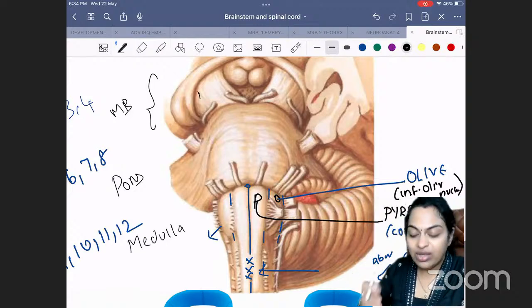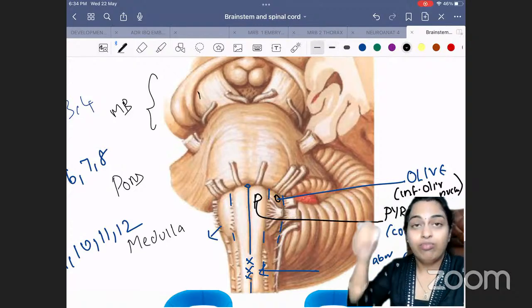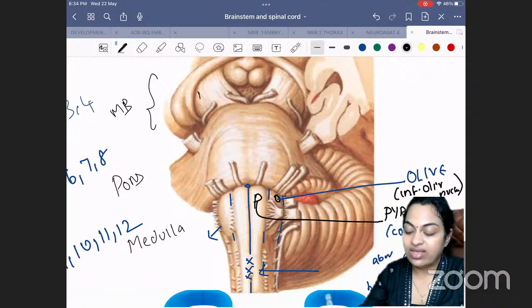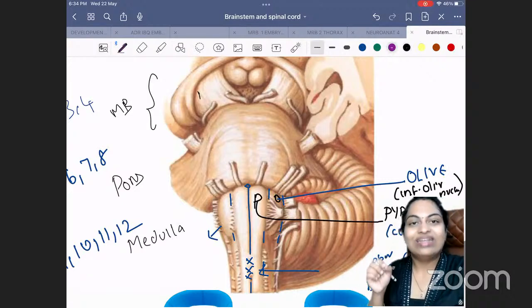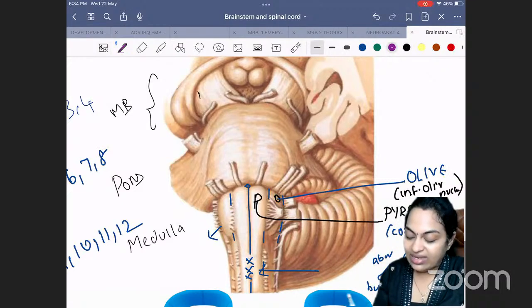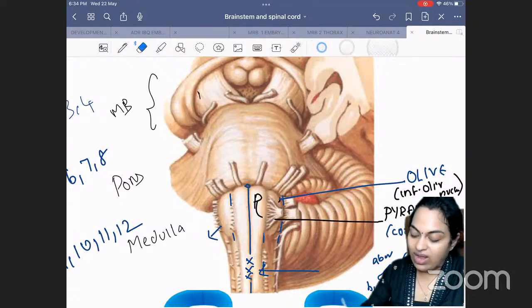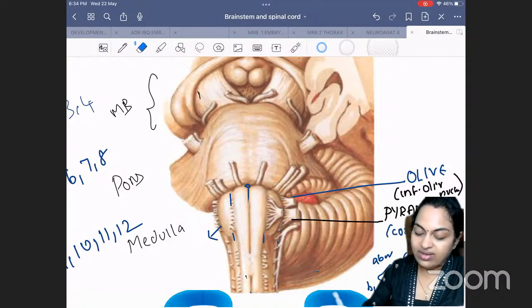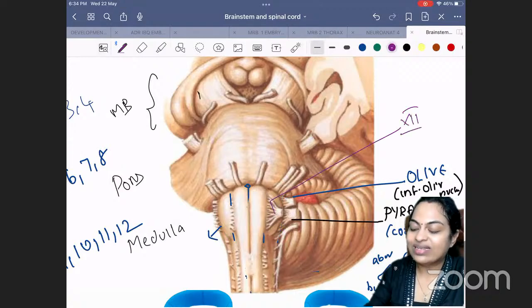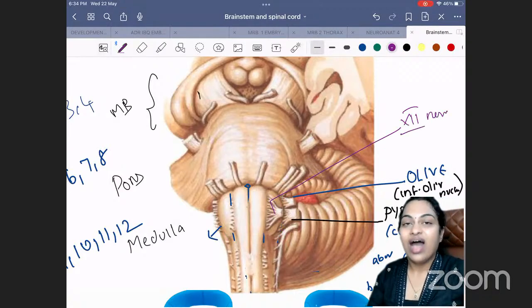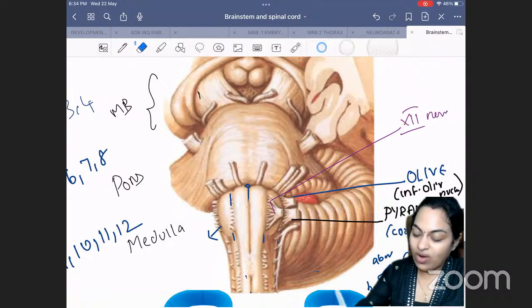Now coming to the anterolateral sulcus. They can put the pin on the anterolateral sulcus and ask you what it is. It is the anterolateral sulcus. And the nerve emerging at the anterolateral sulcus, what is that nerve? This is going to be the hypoglossal nerve, right? The hypoglossal nerve. And what is there in the posterolateral sulcus?